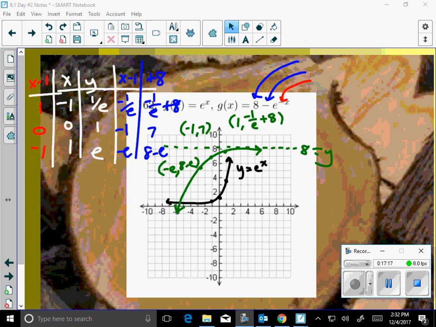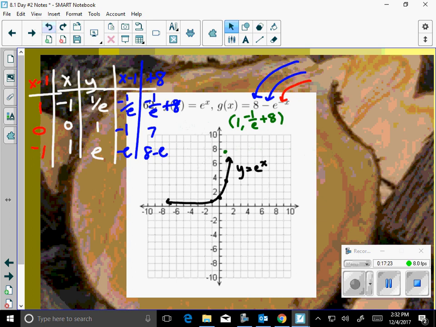Okay, hold on. Let's go back. Okay, we're back there. So then it should have been 0, 7, right? And -1 and a little bit more than 5.